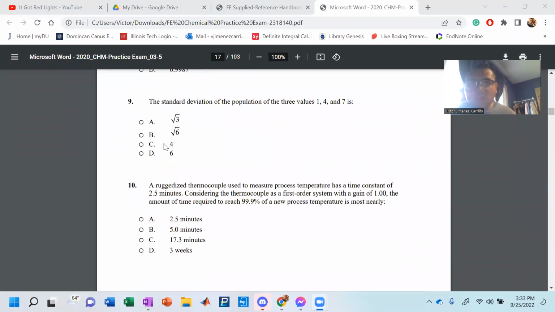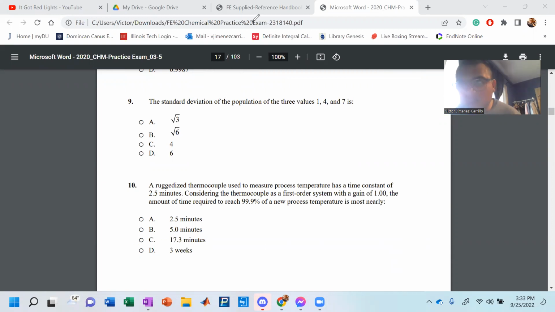Now, standard deviation of the population values of 1, 4, 5, and 7. So here's the thing you need to know. First and foremost, it says population, standard deviation of population. That is the most important thing to see, because there are 2 types of standard deviations. One is the standard deviation of a sample, which in this case is useless, because that equation is wrong and it won't get you the right answer. And there's also the standard deviation of a population, which is the equation we're going to use.